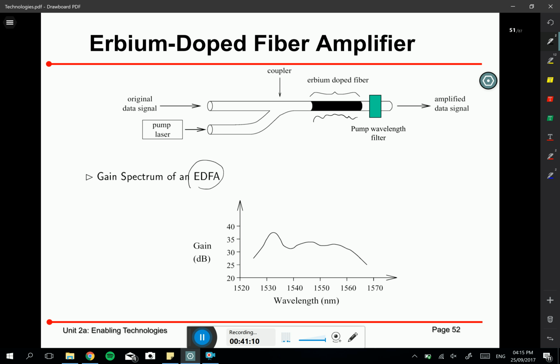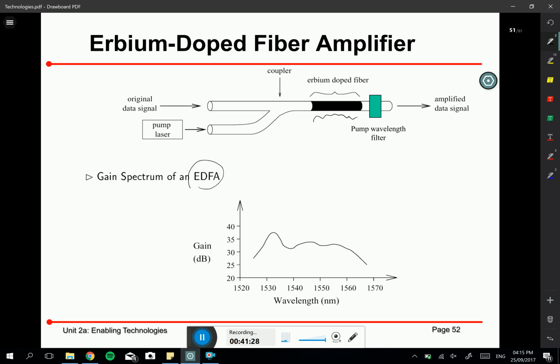And then obviously at the end of this doped fiber, you have this filter which doesn't allow the pump wavelength to go into the system, because that would be detrimental to the performance of the system.